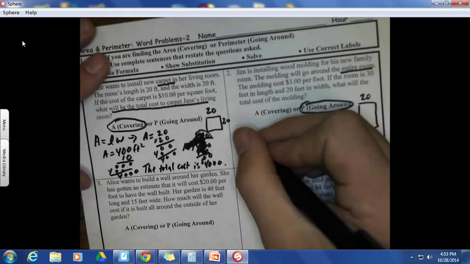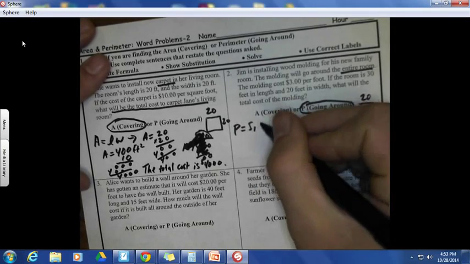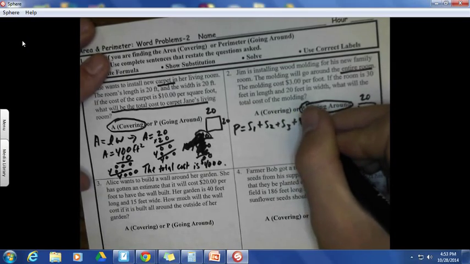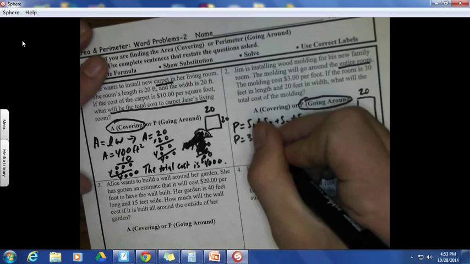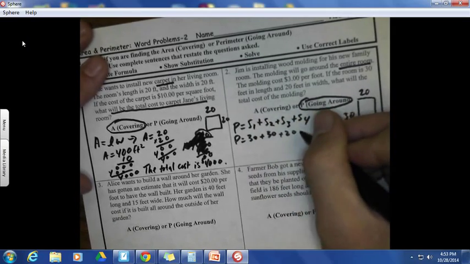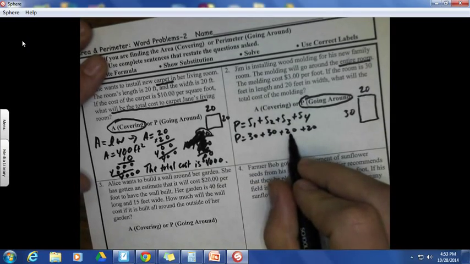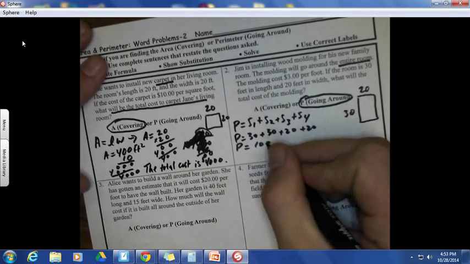Remember that our perimeter formula for a rectangle is side 1 plus side 2 plus side 3 plus side 4. So here we're going to have 30 plus 30 plus 20 plus 20. 60, 80, 100. Our perimeter equals 100.